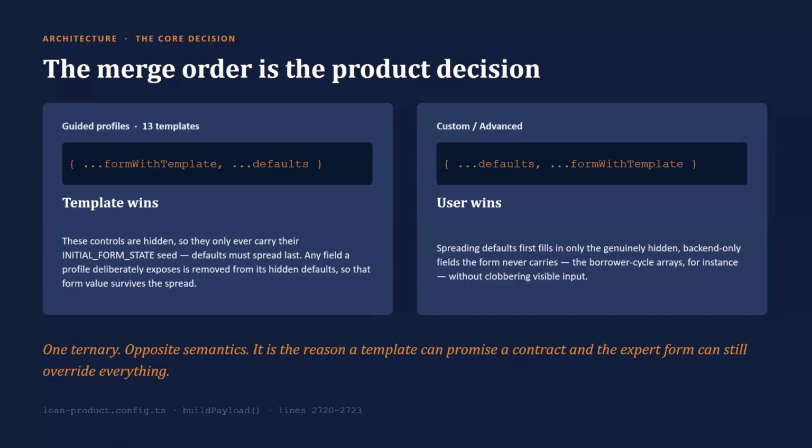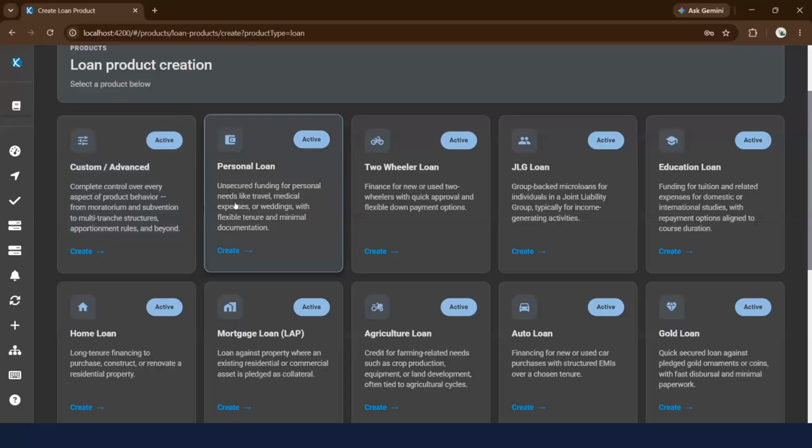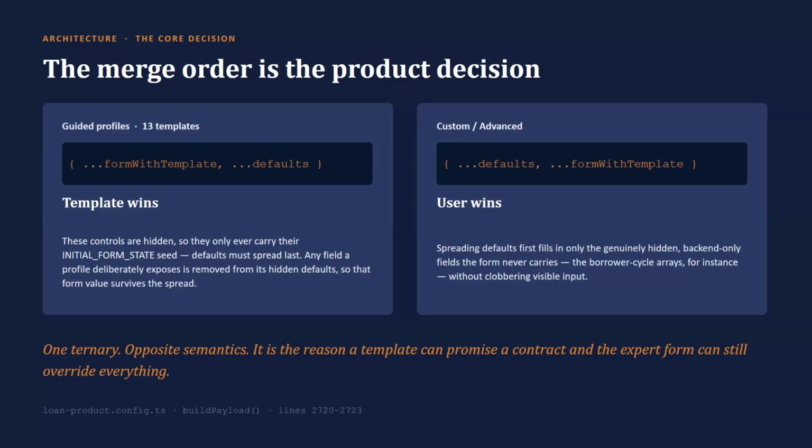So yes, their architecture. In the guided profiles, what does this mean? The template wins. The template wins means the template already follows a hidden variable list. For example, if you select personal loan, the backend automatically has the same defaults, and it will follow the same defaults each and every time for the hidden variables. That's the reason the template wins in the guided profiles. In the custom advanced, the user wins, because the user can enter any values for the UI fields.